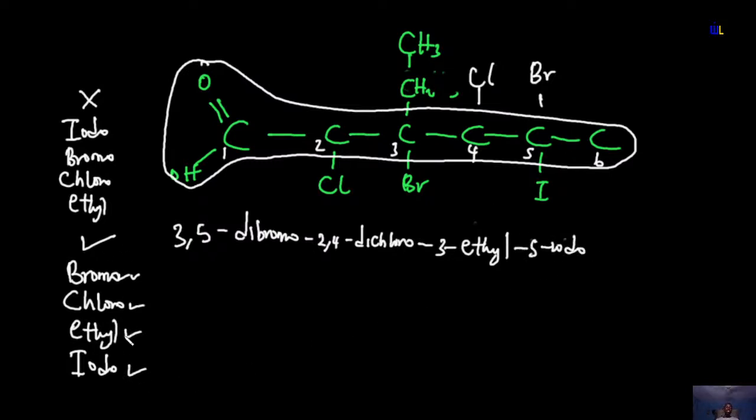So notice that I have checked out all my substituents. Did you notice that I arranged it first in alphabetical order? After that, I can now attach my parent's name. The parent's name is hexanoic acid. Please notice this. Between number and letter, hyphen. Between number and number, comma. Between a letter and a letter, there is practically no space. So you just have that in mind. The name of this compound is going to be 3,5-dibromo-2,4-dichloro-3-ethyl-5-iodohexanoic acid. I hope this is understood.